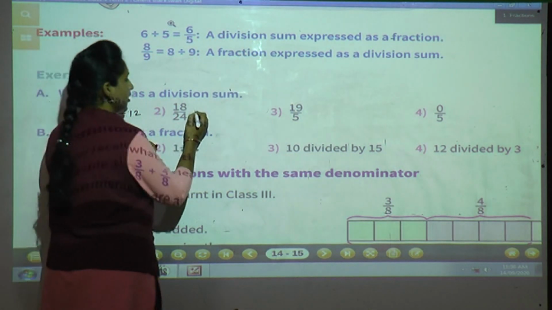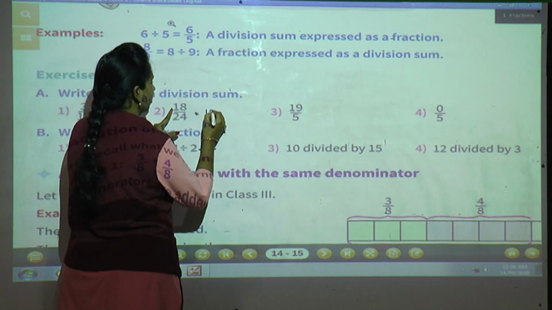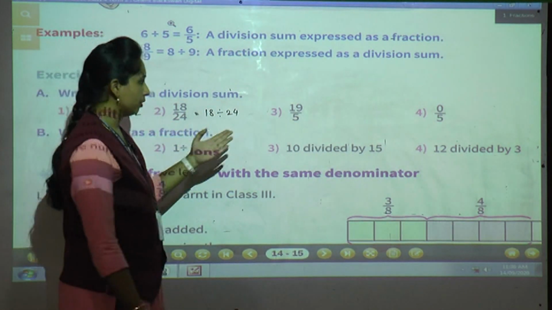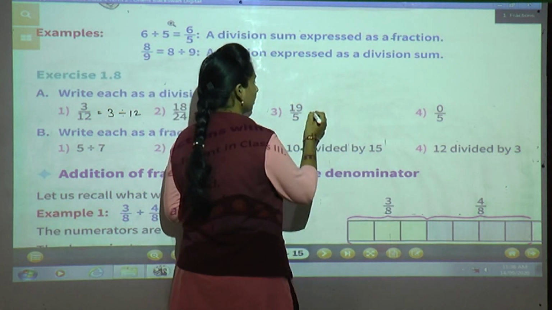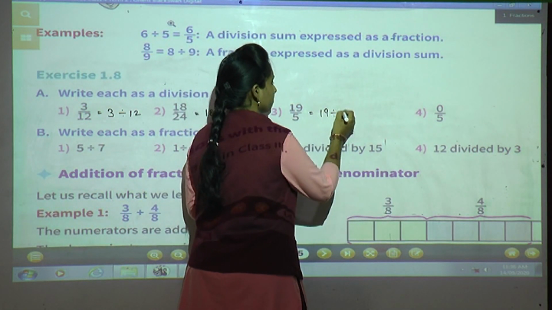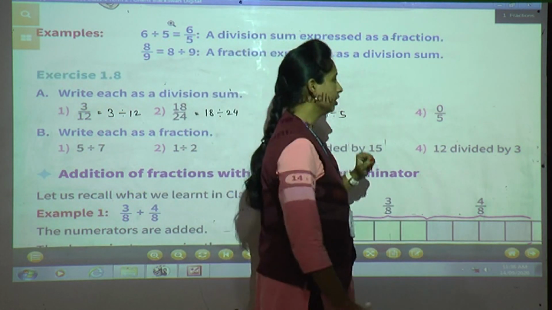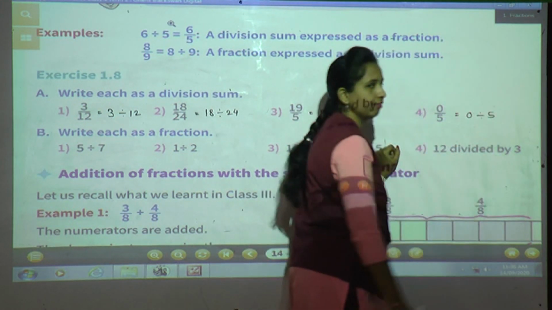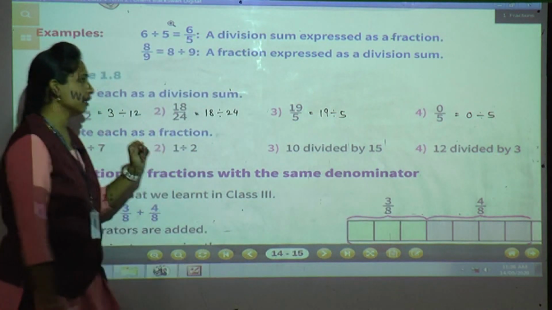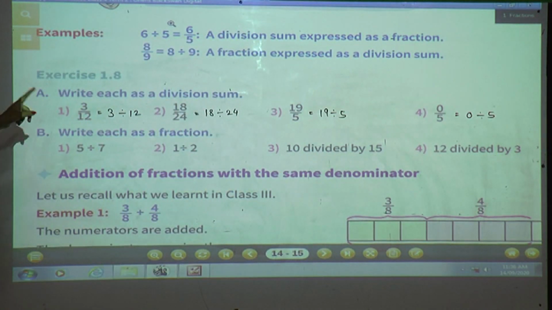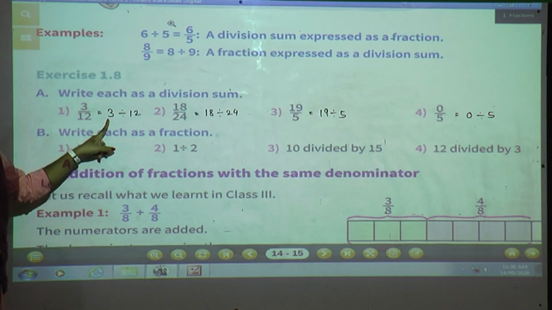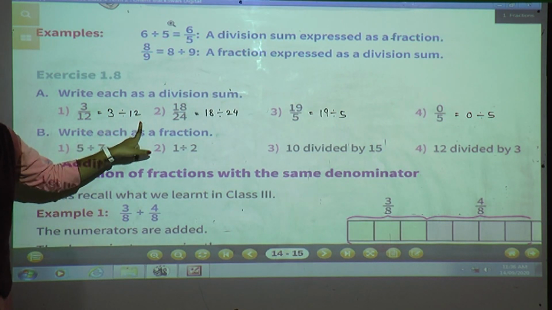Now see what about this? Take numerator first, divided by denominator. Now what about this? 19 upon 5 is 19 divided by 5. What about this? 0 upon 5? 0 divided by 5. Clear? Understood? How to convert fractions into division? Easy na? First write numerator, division symbol and denominator.